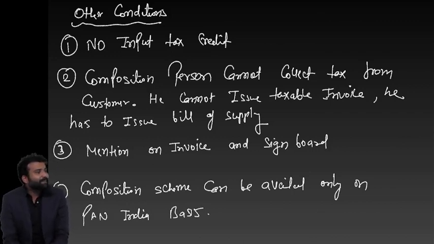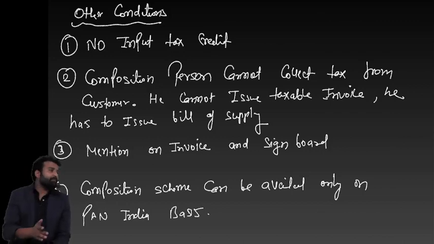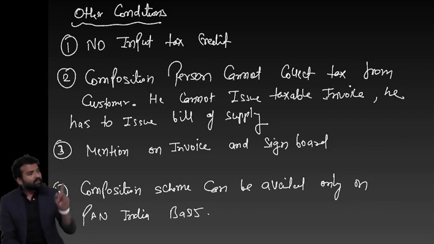So then what is the benefit of opting for composition? Actually the rate of tax is very low, Shalu. The rate of tax is so low that even when I am not claiming the ITC, even when I have to pay the tax from my pocket, I will be in profit. My profit will be higher because the rate of tax is very low. Even on an 18% GST rate commodity, I will be paying only 1%. So even after all these conditions, the composition scheme will be beneficial for me.